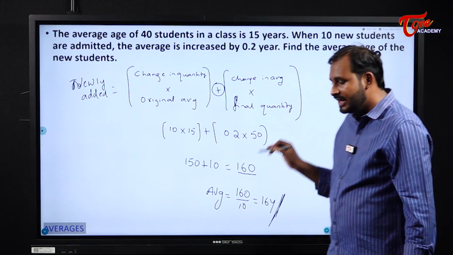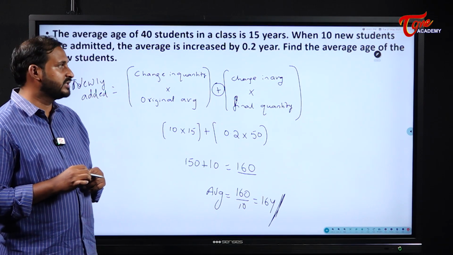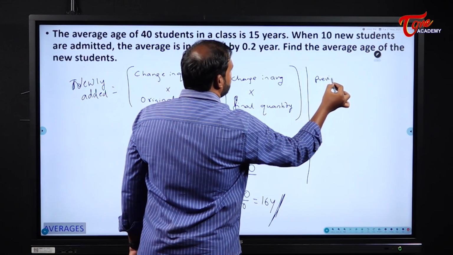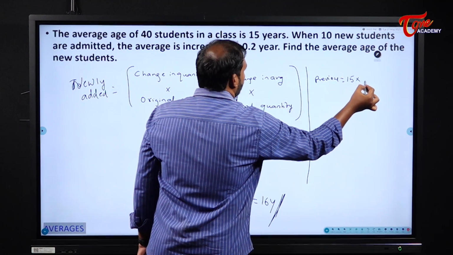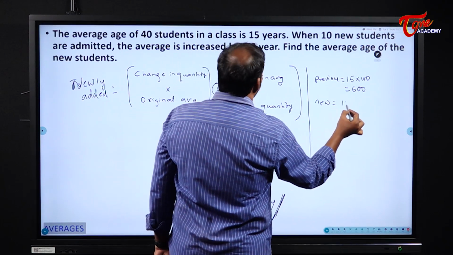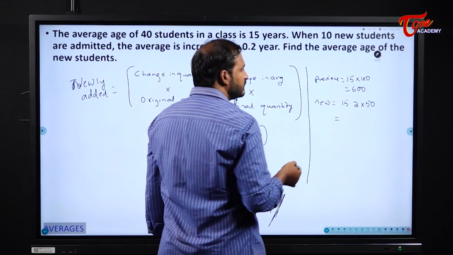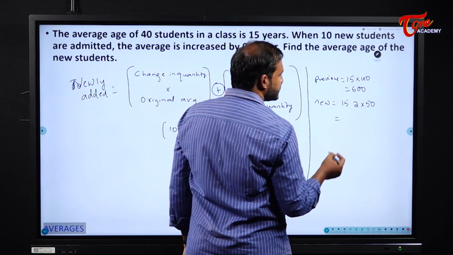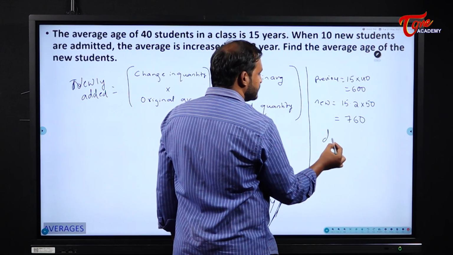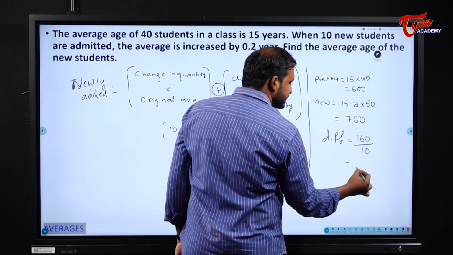Okay, if you remember the formula, it is very easy. If not, it becomes a hectic task for us. Understood? So what will you do if not? Previous total will become 15 into 40, that is 600. New total will become 15.2 into 50, which is 750 plus 10, it becomes 760. What is the difference? The difference is 160. And the average will become 160 by 10, 16 years.